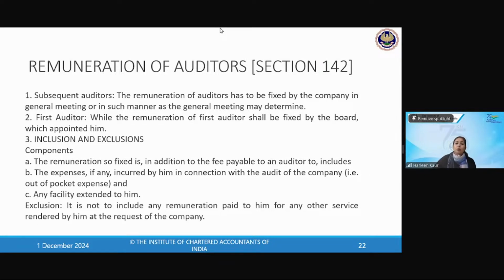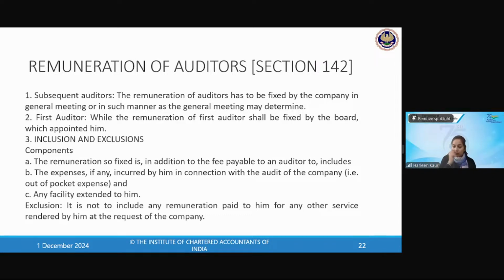So for the subsequent auditors, the remuneration needs to be determined by the company in general meeting in such manner as the general meeting decides. However the shareholders decide. Who will decide the salary? For the first auditors, the salary is to be decided by the board of directors. The remuneration needs to be fixed by the board of directors. And for the subsequent auditors, shareholders will decide in the meeting.